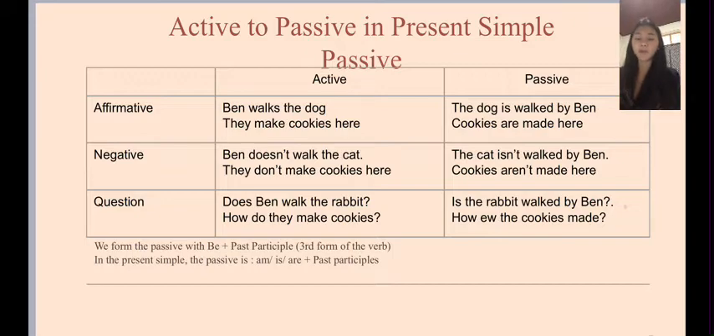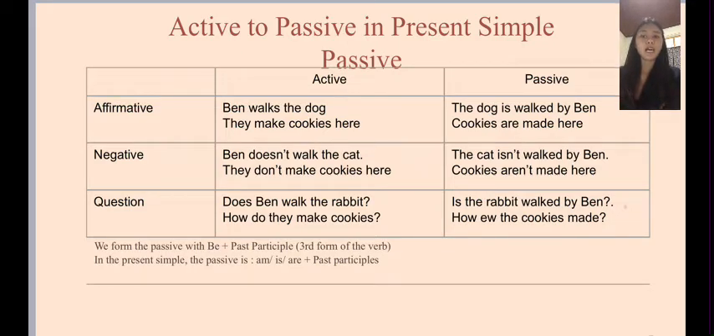And for the negative, for active, Ben doesn't walk the cat. And the passive is the cat isn't walked by Ben, or they don't make cookies here. Passive, cookies are not made here. The cat here is object, is not is to be, walked is past participle, and by Ben here is by subject. And last, there are example question.